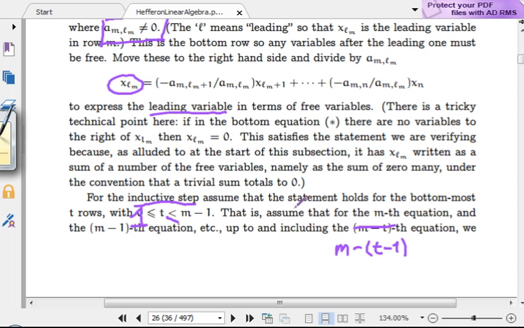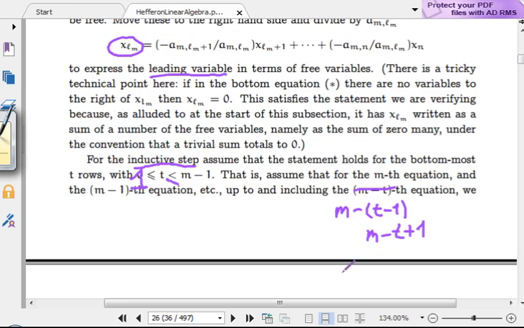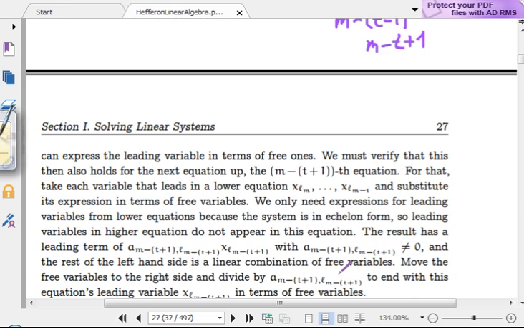So we're assuming that we have proven this statement for the bottommost t rows. That means the rows with index between m minus (t minus 1) all the way up to m. Right? Now m minus t minus 1 is actually m minus t plus 1. So we've shown up to the m minus t plus 1 row, and beyond that the leading variables can be expressed as linear combinations of the free variables. We want to show this now for the m minus tth equation. So this should be m minus t here.